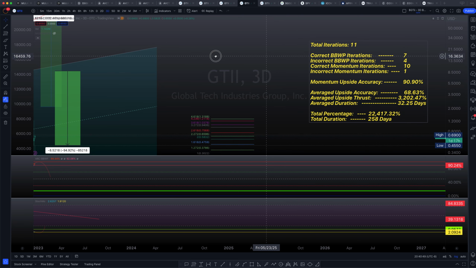Okay, so now pertaining to the volatility versus momentum profile. We are looking at a total of 11 iterations, of which 7 were correctly guessed to the upside. So that gives us an average upside accuracy of about 68.63% with a massive upside thrust of 3,202% and with an average duration of just over 32 days. So 32 and a quarter days. This is proof of work.